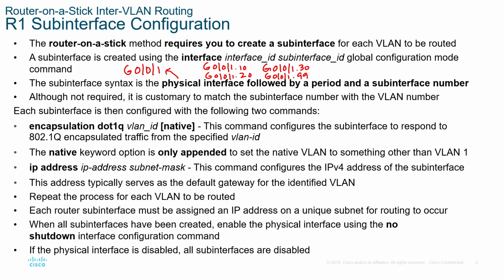Now understand that, just like in a LAN, your physical G0/0/1 would be your default gateway. We should all be in agreement on that at this point. These sub-interfaces that you create are also the default gateways for each VLAN.